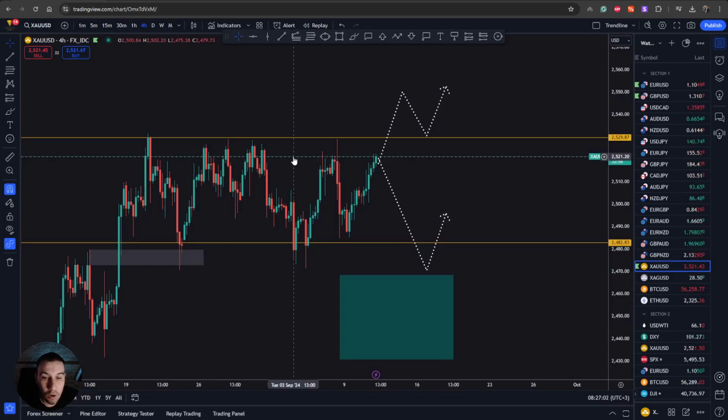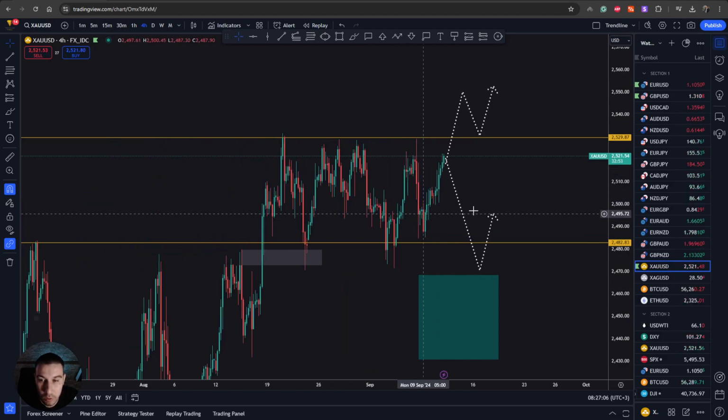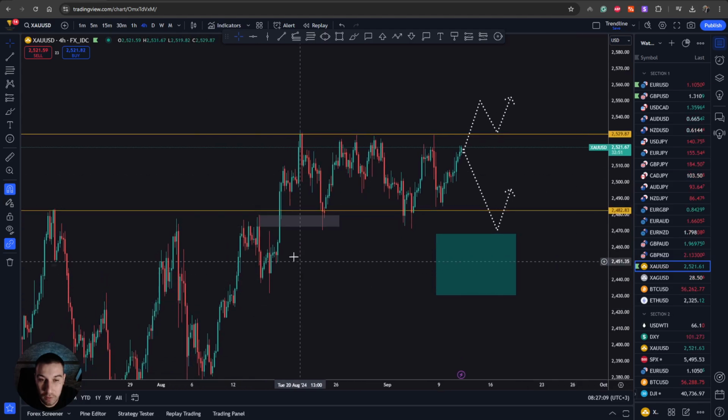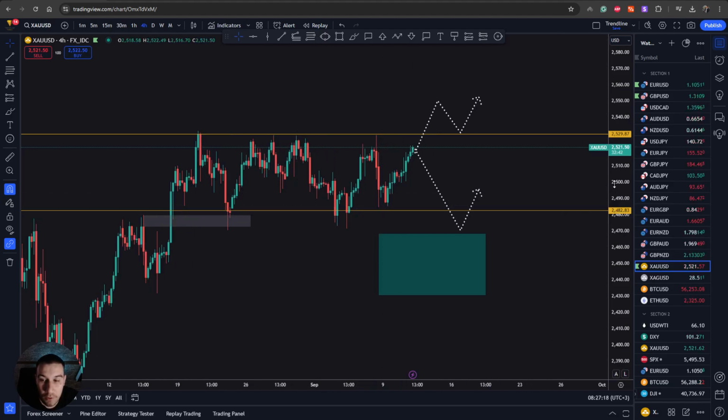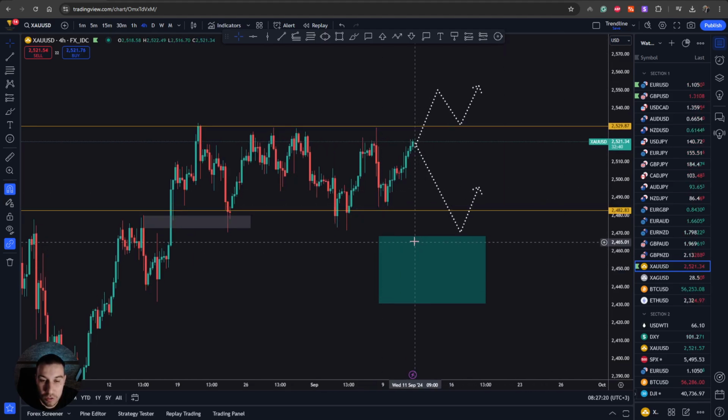So if we go back over to the chart, here's the 4-hour time frame on gold. Obviously, we are in an uptrend, and we've been trading in this range since pretty much mid-August, around the 20th of August. Now, I've got this buy area down here, sitting right below those most recent lows. I know there's a lot of liquidity below those lows, and I really wanted to see the market taking out all that liquidity. So that's why I've got this buy area down here.